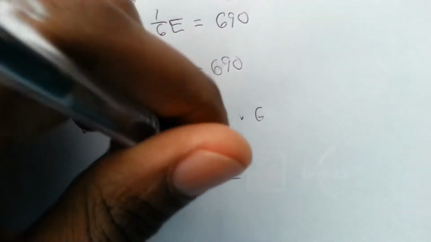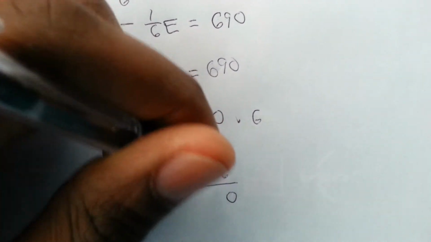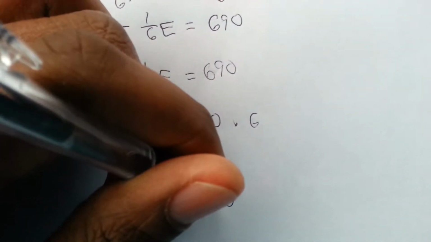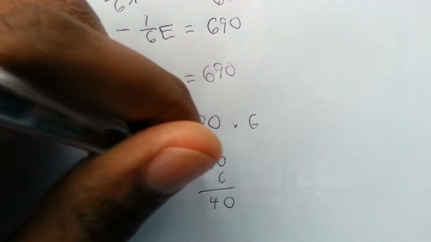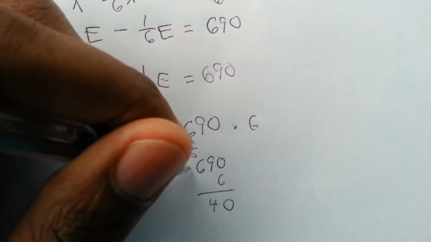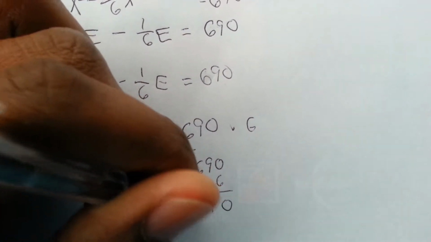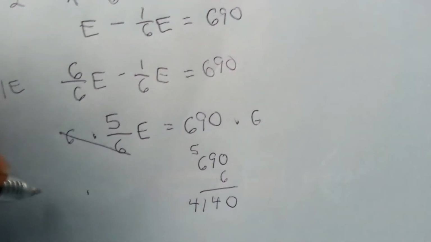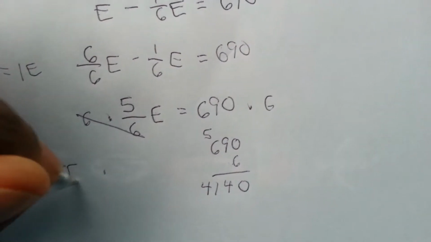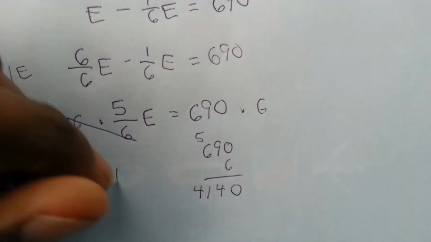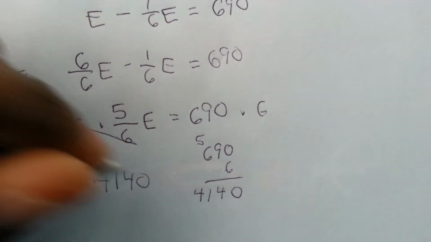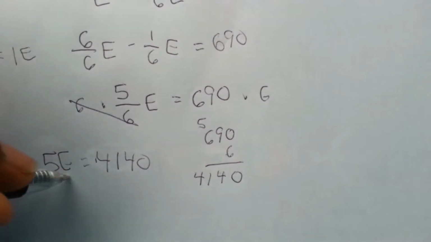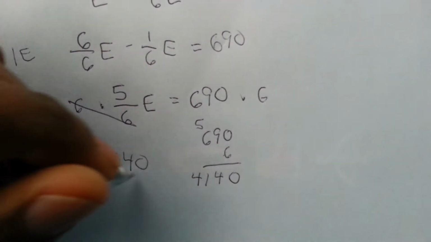So we have 690 times 6. 6 times 0 is 0. 6 times 9 is 54. 6 times 6 is 36, plus 5 is 41. So we have 5E equals 4140, and then to solve for E, you would divide by 5.